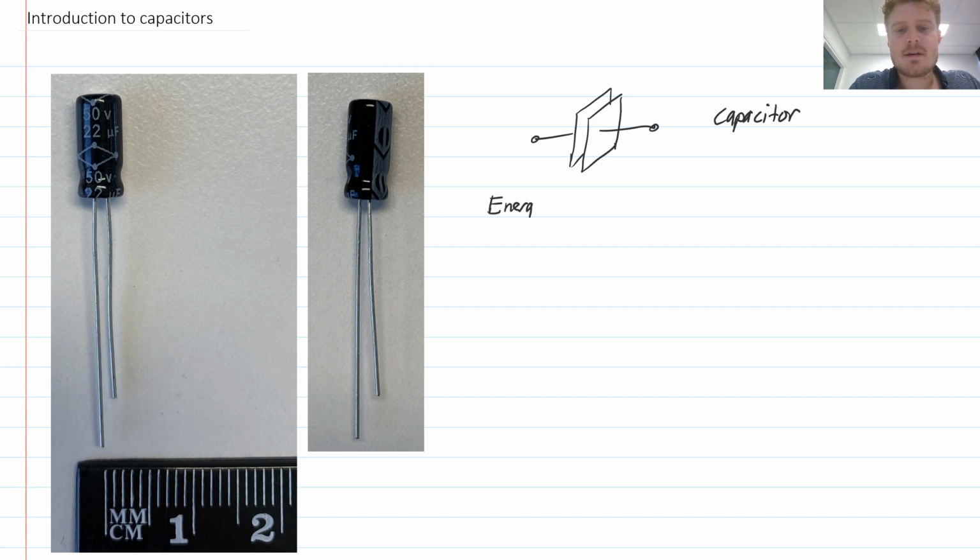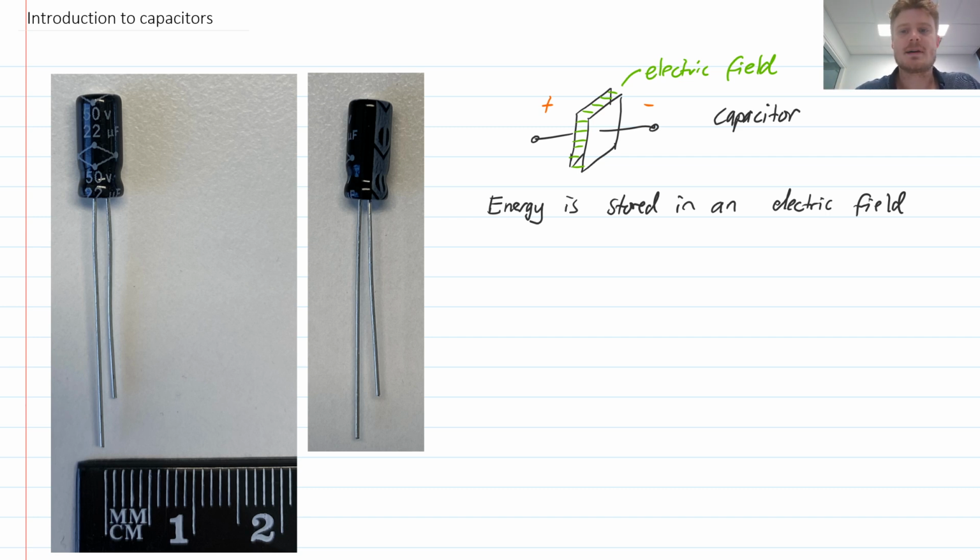So energy is stored in an electric field. If I apply a voltage across this device, so put a voltage on these wires, then there will be a little electric field that forms, connecting these plates together. This is the electric field, and that will store energy in the same way that an inductor's magnetic field stores energy. In a capacitor, it's an electric field. So energy is stored in an electric field.